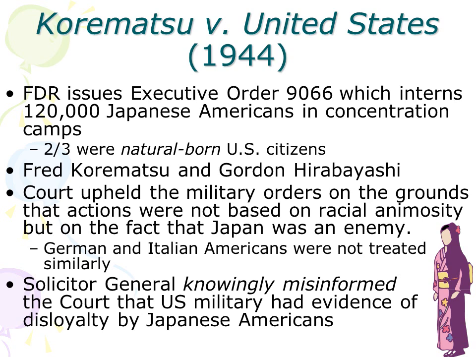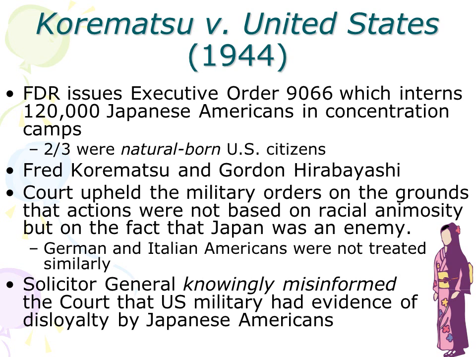And the court upheld the law, saying that the military orders would be upheld because the actions were not based on racial animosity. They were based on the fact that Japan was an enemy. So what they said is, this isn't racism, this has to do with enemies in war. So that's kind of how they squiggled out of the strict scrutiny argument here.